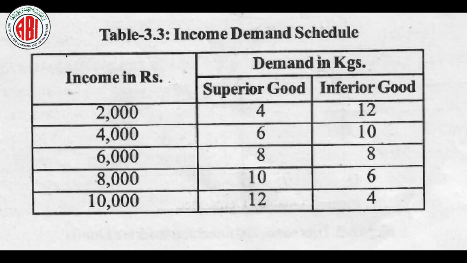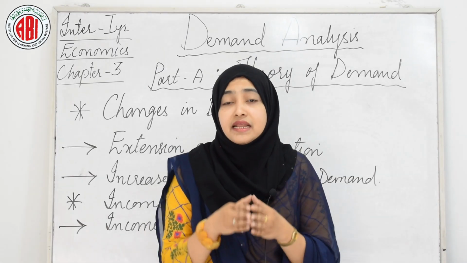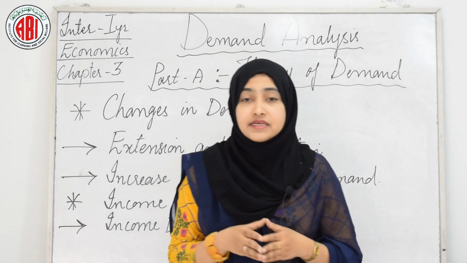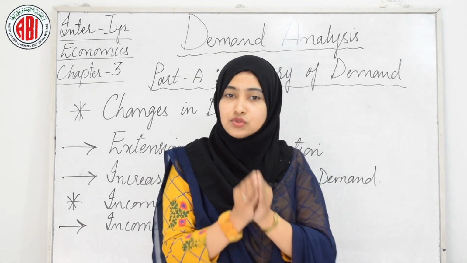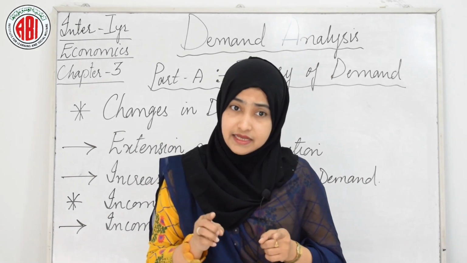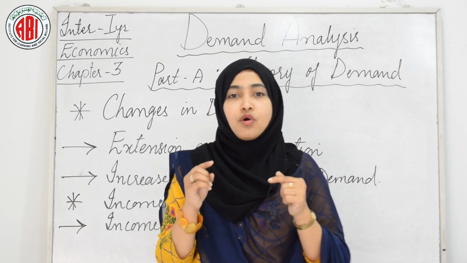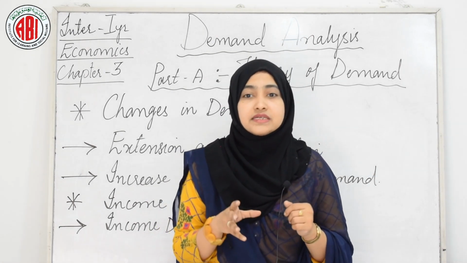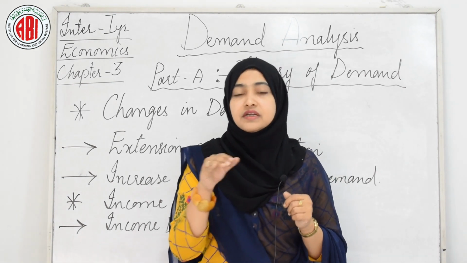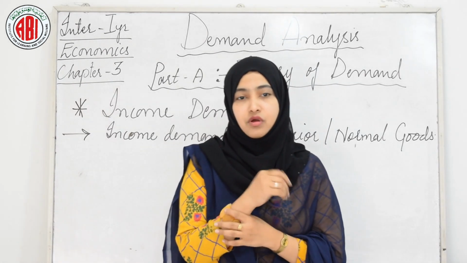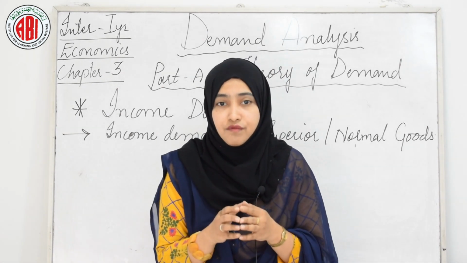See this table. It explains the relationship between the various levels of income and quantities demanded for both superior and inferior goods. Whenever income increases, the quantity demanded of superior goods increases and the quantity demanded of inferior goods decreases. Getting here? After the income demand schedule, now we will see the income demand for the superior or normal good.